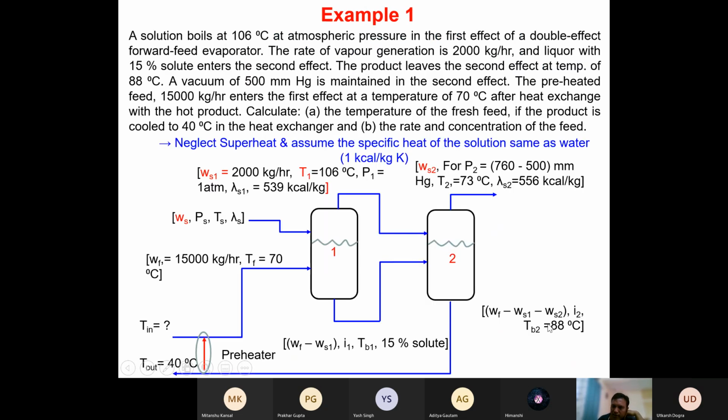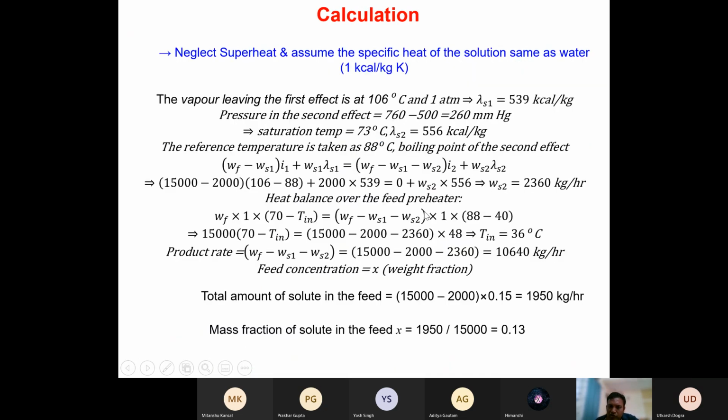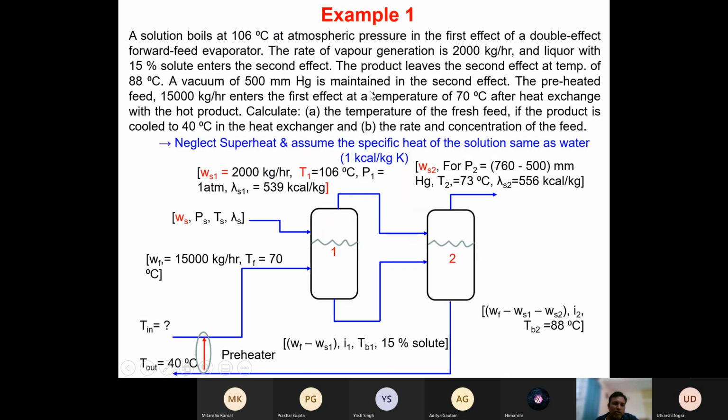This is the 40 degrees Celsius. So this 88 minus 40 will be the delta T here. This (Wf minus Ws1 minus Ws2) is already known. Everything is known in this equation except this Tin, so we can calculate Tin. Tin comes out to be 36 degrees. So we have obtained the temperature in for this feed before the preheater.